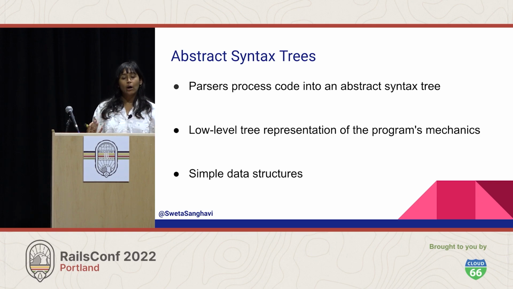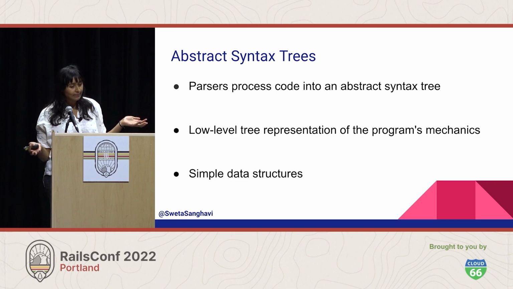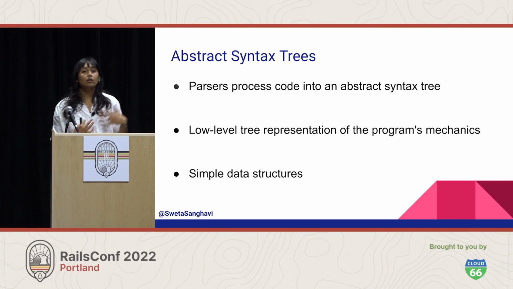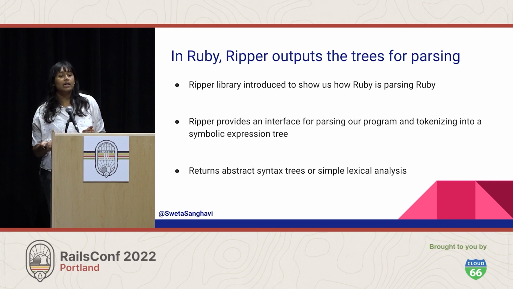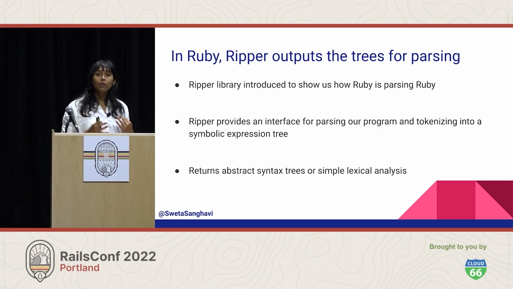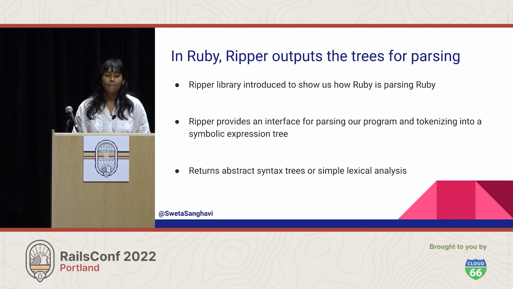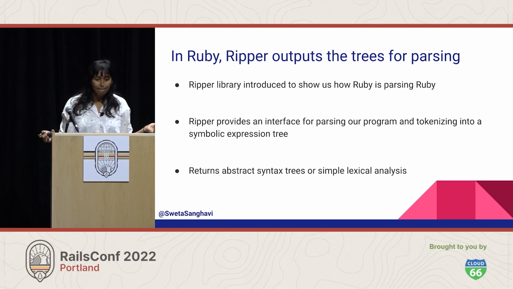Parse trees are typically built out by a parser during that source code translation and compilation process. So we can think of it as a low-level representation of our program. So let's talk about that in Ruby. In Ruby, we actually have a library called Ripper that gives us a window into how Ruby is parsing our code. Ripper outputs the tree that Ruby is using to parse. So it's providing us an interface to take a look at that.